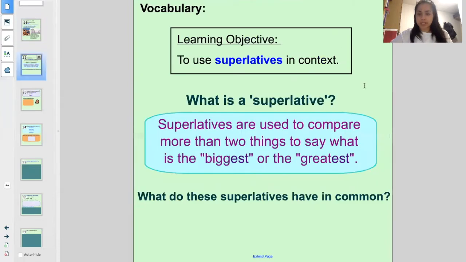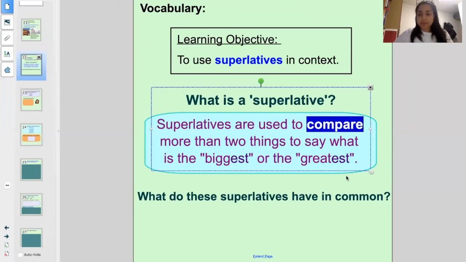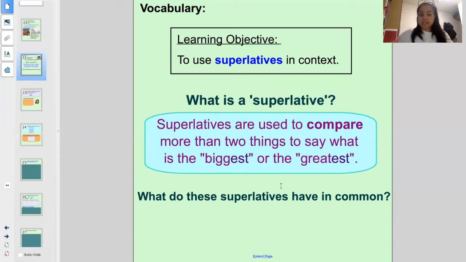So looking at our learning objective, do you remember I read this word out? It says superlatives. To use superlatives in context. But before we try to even understand the whole learning objective, what is a superlative? Well, superlatives are used to compare more than two things to say what is the biggest or the greatest. They're used to make comparisons, to compare more than two things to say what the biggest or the greatest is in a particular category.